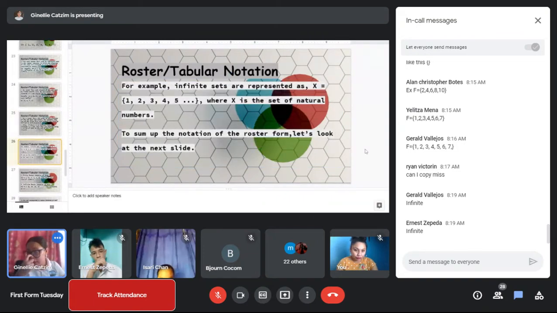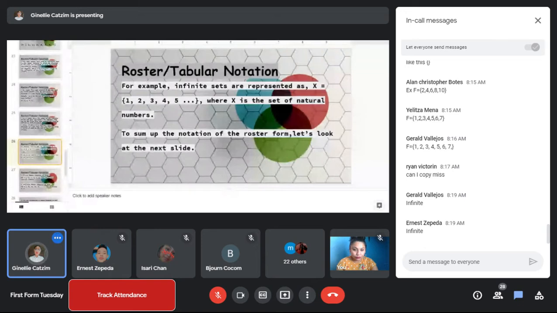So, for example, infinite sets are represented as x equals, we have curly brackets 1, comma, 2, comma, 5, which is the last element that we will put there, and then it's followed by the dots, right? Where x is the set of natural numbers. So this is how an infinite set should look like.